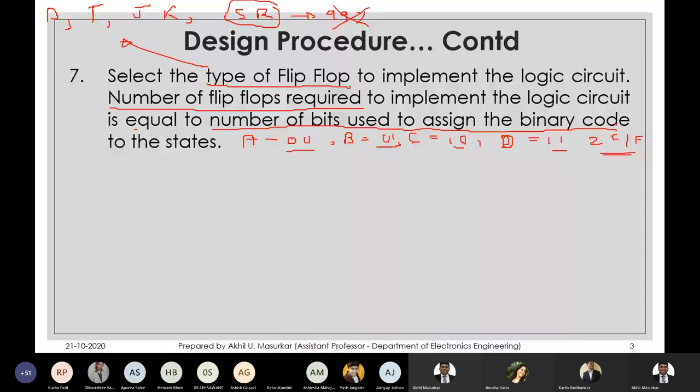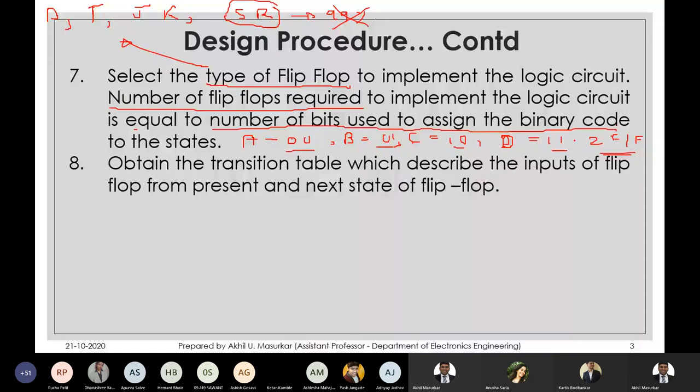Then obtain the transition table which describes the input of flip-flops from present state to next state. So we want some relationship between present and next state. Now you should think here logically why present state and next state: when you look at a state diagram, you are always in a certain state and you know the next state for a certain input. So that is why you have present state and next state information in terms of the state diagram.